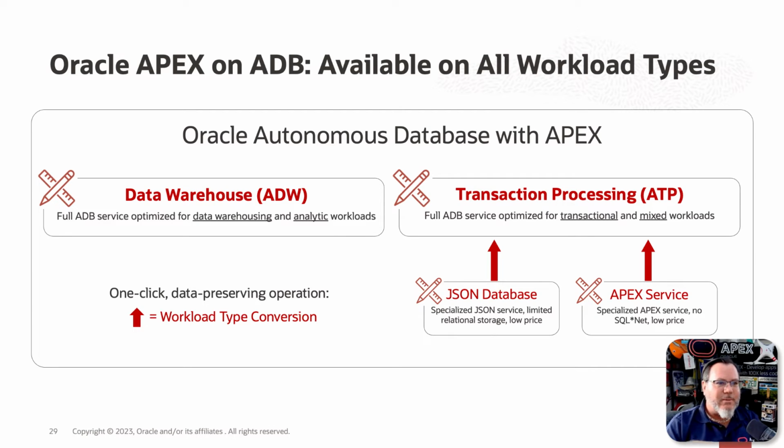So Oracle APEX on ADB is available on all workload types. So there's ADW, which is Autonomous Data Warehouse, which is optimized for data warehousing and analytic workloads. And there's also ATP. And this is the Autonomous Transaction Processing instance where it's optimized for transactional mixed workloads, which makes it perfect for APEX. So APEX can still be installed on any of these instances or these tenancy options, but some of them have trade-offs.